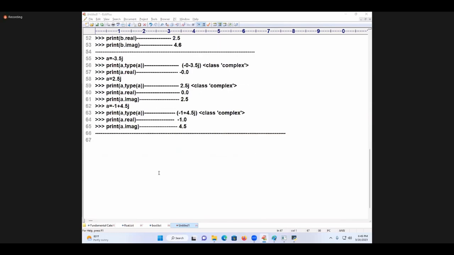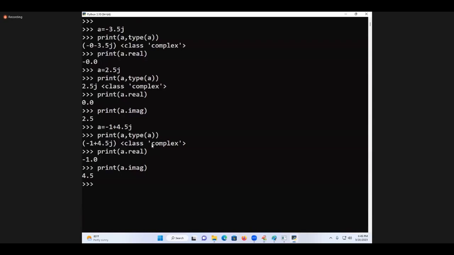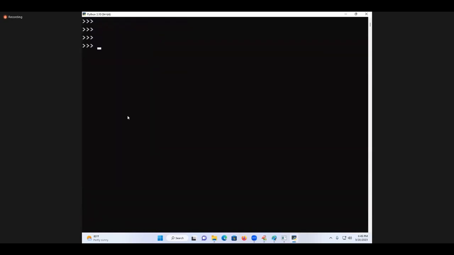Now, let me move further. Now look at A is equal to, some more explanation I am giving. A is equal to 2 plus 3J.